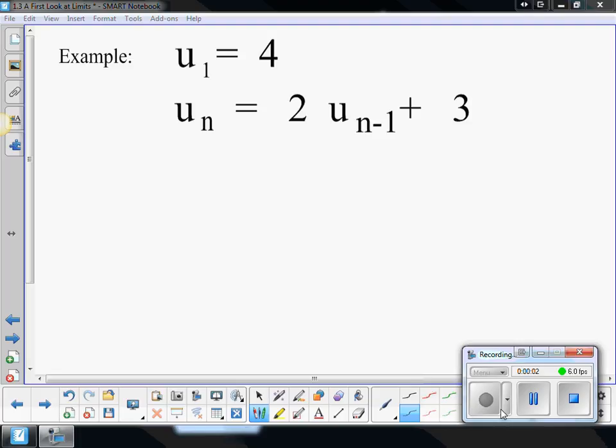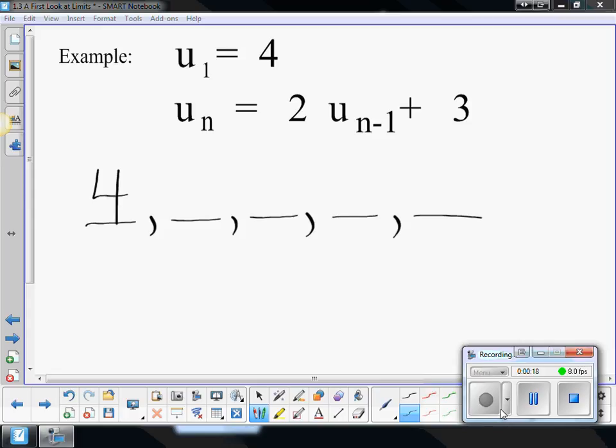Okay, so we're taking this example on page 5 in the white packet, and we're looking at the first 5 terms. So we need 1, 2, 3, 4, 5. Anytime they list U1, we put it in the first blank. So the first term is 4.